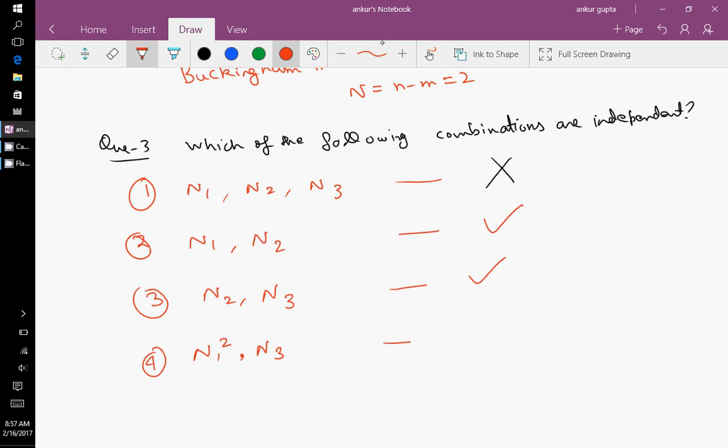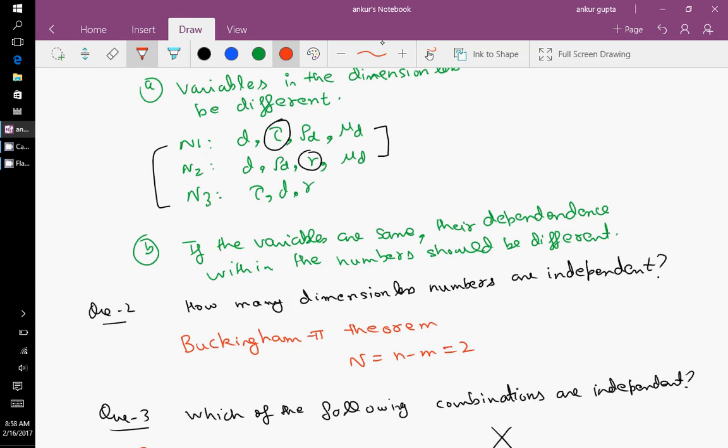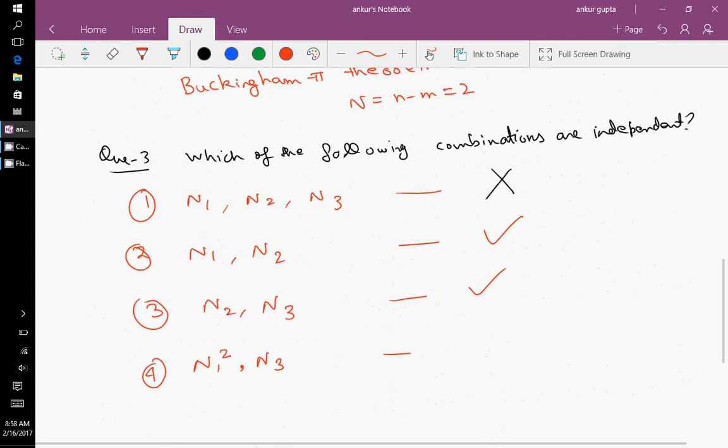What will be the variables in n1 square? n1 square will have the same variables as n1. What were the variables in n1? D, tau, rho d and mu d. And the variables in n1 square will also be d, tau, rho d and mu d, just the powers will be larger, but the variables will be the same. So n1 square and n3 have different variables, and yes, they are independent from each other.